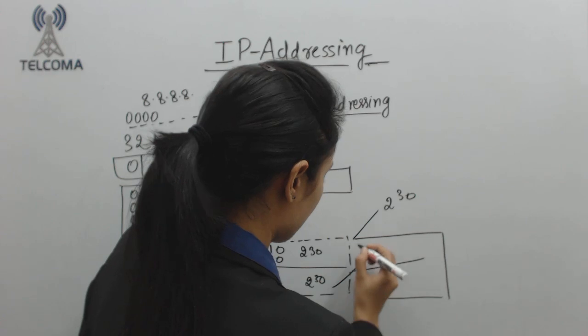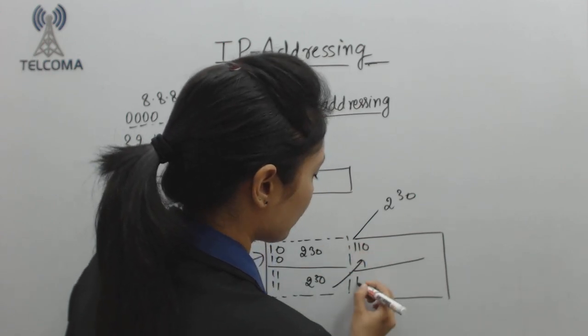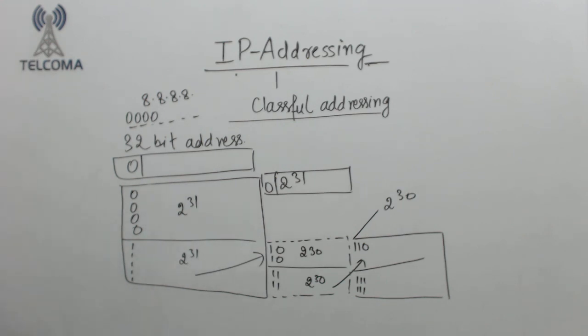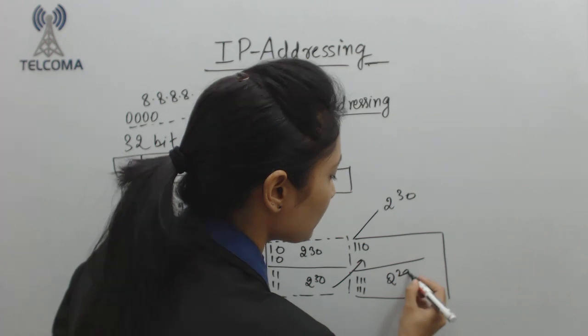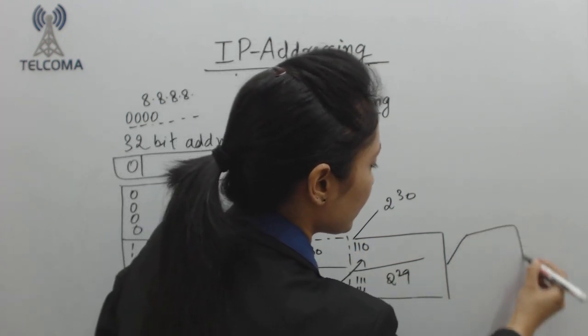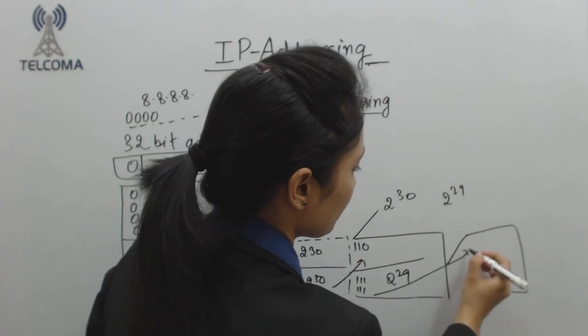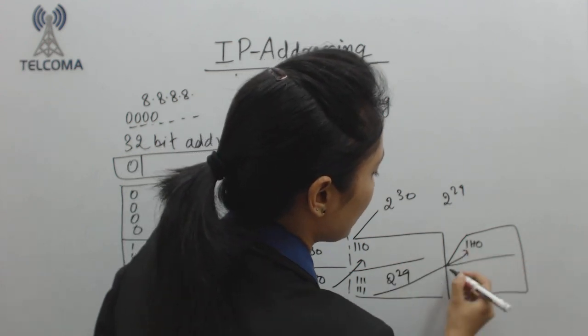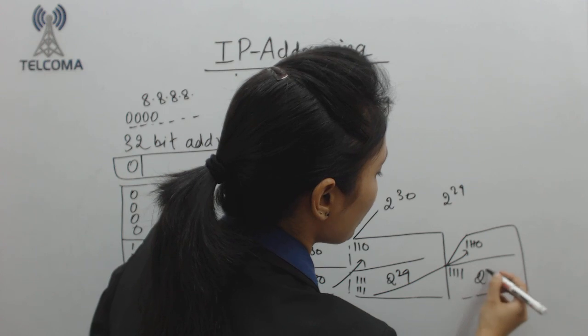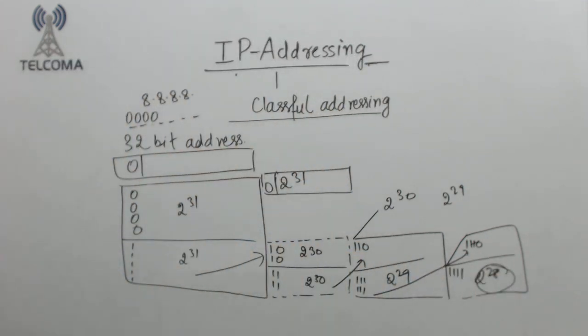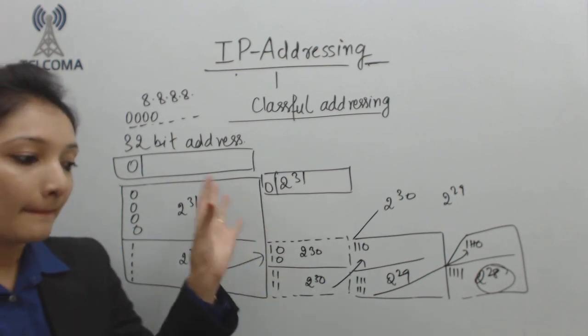I will take this. I will have 1 1 0 and here 1 1 1. So I will be having here 2 raised to power 29, and if I again continue with this, taking this one, I will have 1 1 1 0 and 1 1 1 1. So now I will have 2 raised to power 28 addresses.